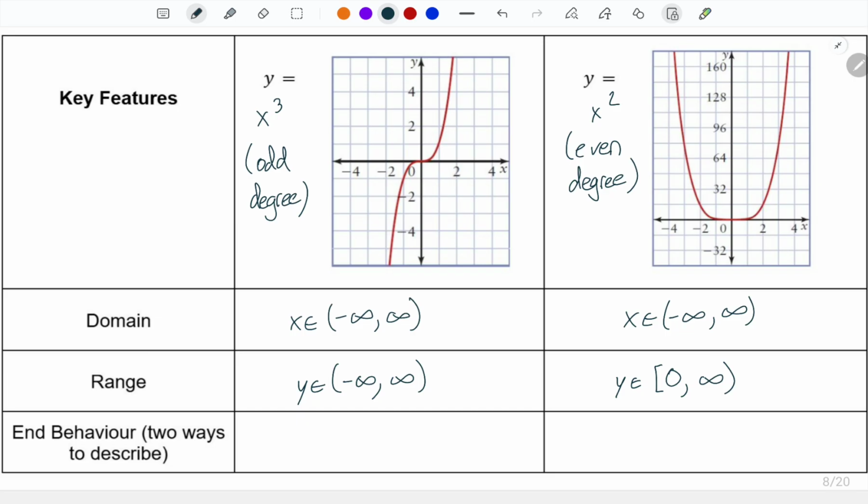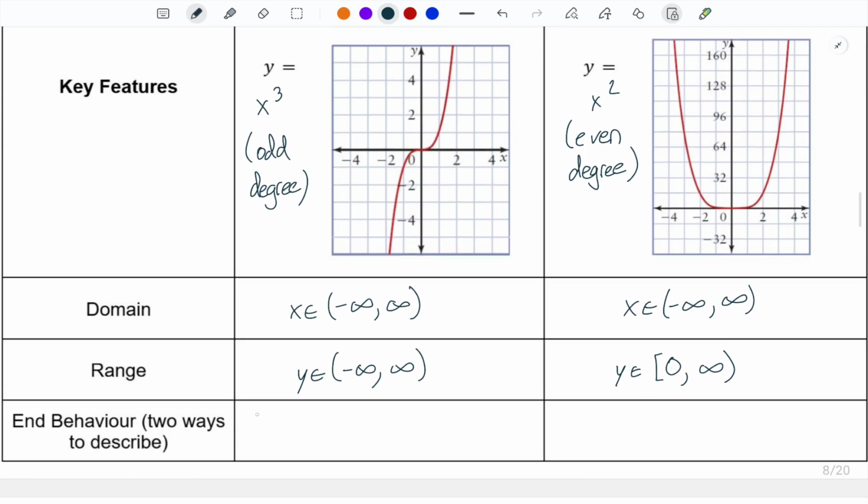And the end behavior. So this is kind of a new thing we're talking about. So what happens at the end? There's two different ways to describe it. I'm going to do it in both ways. One way to describe it is just to state, like as x goes to negative infinity, y goes to, so x going to negative infinity, we're looking as we go to the left. What's going on with our y values? We're going down with our y values, so we're going towards negative infinity.